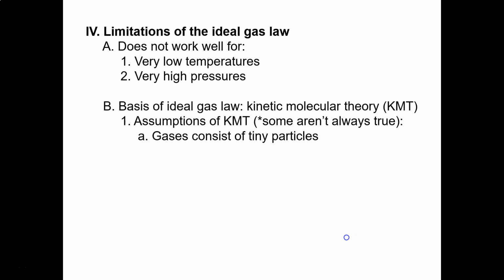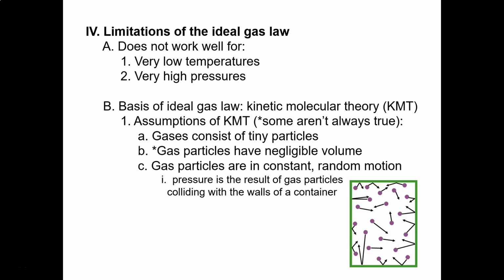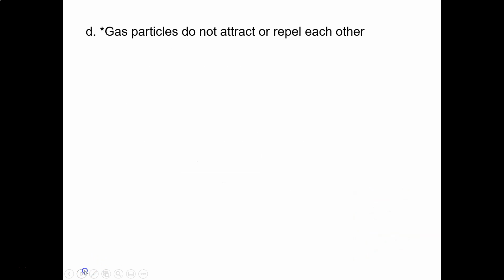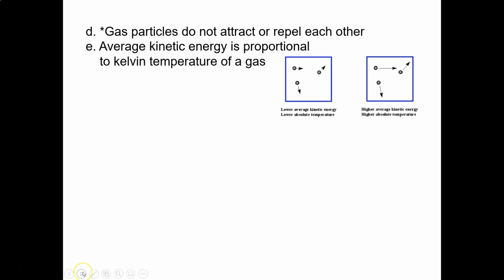Now, here are the assumptions again, just as a review. So I'm not going to read out everything. Just go ahead and copy this onto your notes and read on your own. Now there's a couple more assumptions to this. Average kinetic energy is proportional to the Kelvin temperature of a gas. Remember that it has a direct relationship, so if kinetic energy goes up, then Kelvin temperature also goes up.